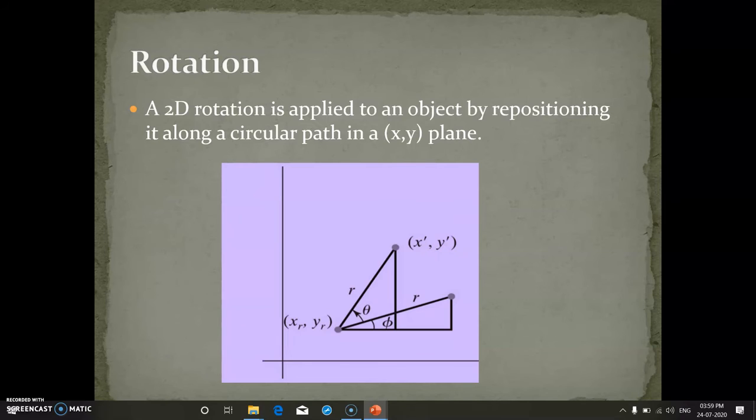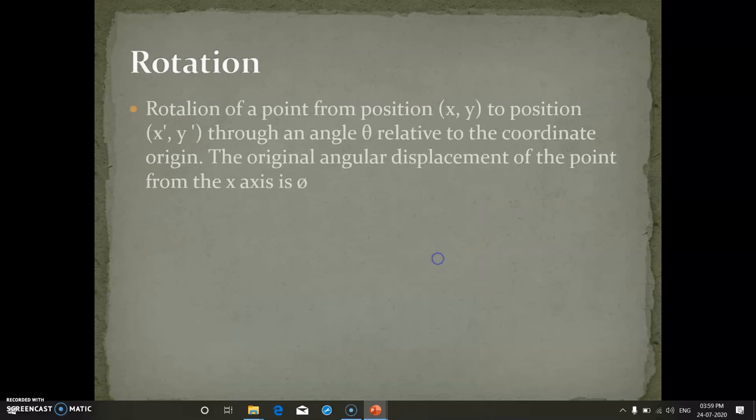So let's see the transformation of rotation of a point P when the pivot point is the origin itself. Rotation of a point from position (x, y) to position (x dash, y dash) through an angle theta relative to the coordinate origin. The original angular displacement of the point from the x-axis is phi.